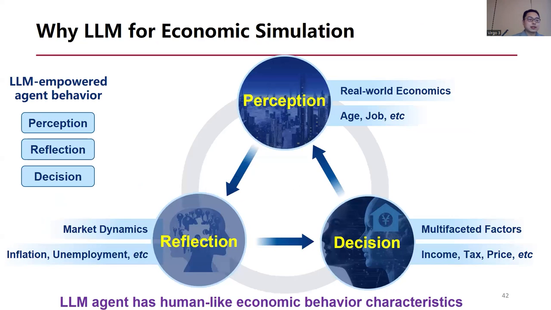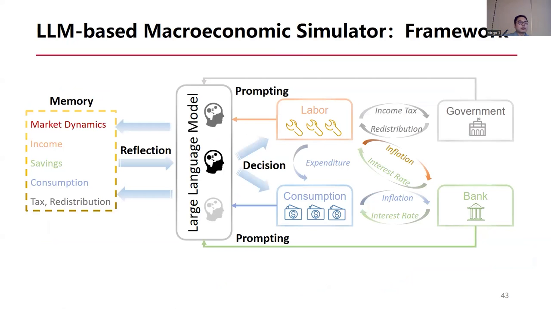And we will show that LLM agents are good at these aspects. The first is perception. The LLM agent is able to take the context and common sense, especially common sense, well into the simulation. And it is good at identifying market dynamics, including the inflation trend and unemployment trend. And the decision-making by the LLM agent is very complex. It is very close to a real human. It will consider multi-faceted factors, including income, tax, price, and many other factors to take its actions. So LLM agents have human-like behavior characteristics in these three aspects. So we define the simulation framework here.